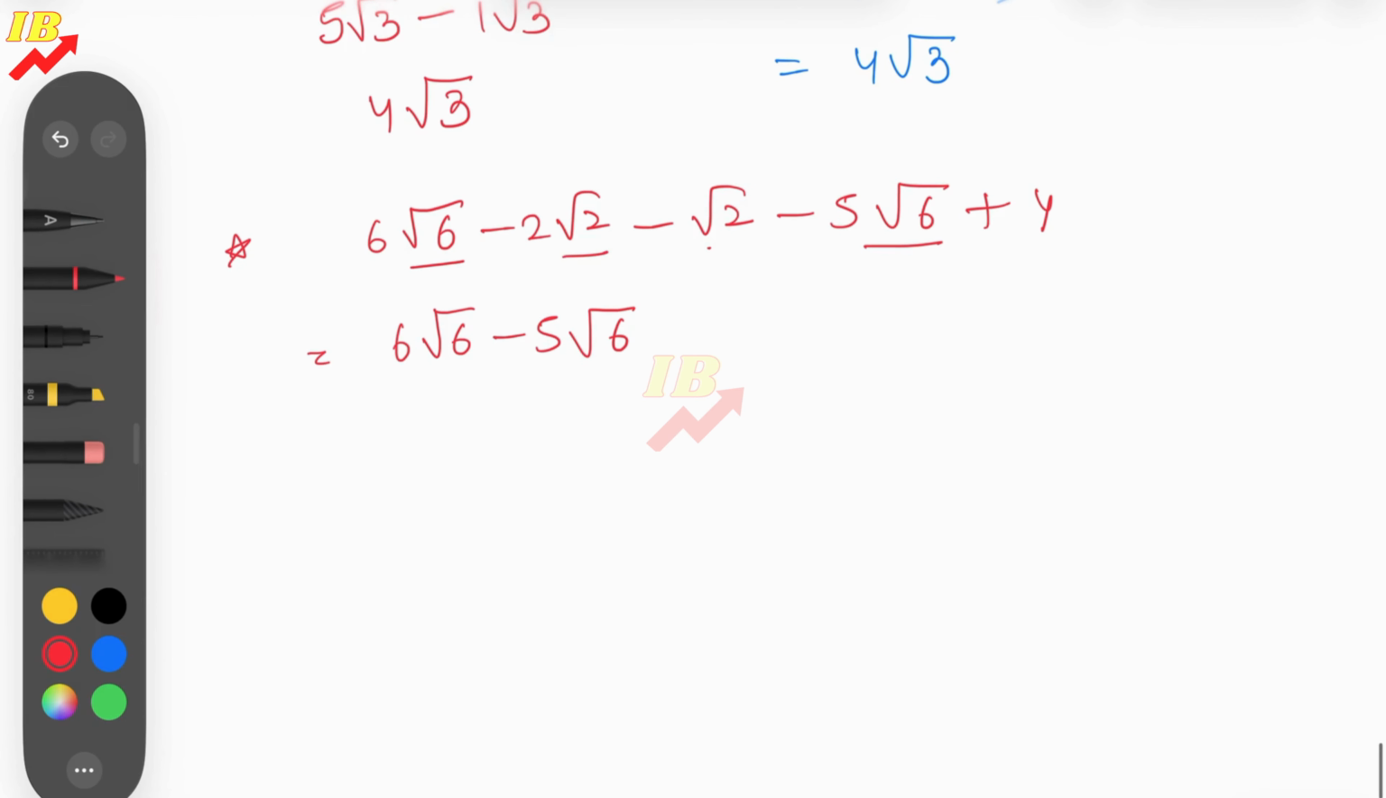Now take the next one. This is root 2 and root 2, so I'm writing negative root 2 and negative 1 root 2. And the leftover number is 4, which could be written as it is, right? I cannot change it. It has no radical in it, so we are going to write it as it is. Now you can see that 6 minus 5 is going to be 1 along with root 6, because we are not changing root 6 here. Root 6 is the like one.